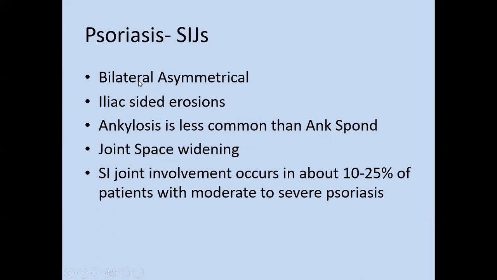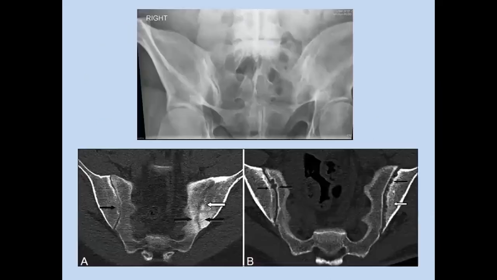So the involvement of the sacroiliac joints is different to ankylosing spondylitis. Here we get bilateral asymmetrical involvement. Again, we see the erosions on the iliac side of the sacroiliac joints. We see pseudo-widening because of these erosions. And sacroiliac joint involvement occurs in about 10 to 25% of patients with moderate to severe psoriasis.